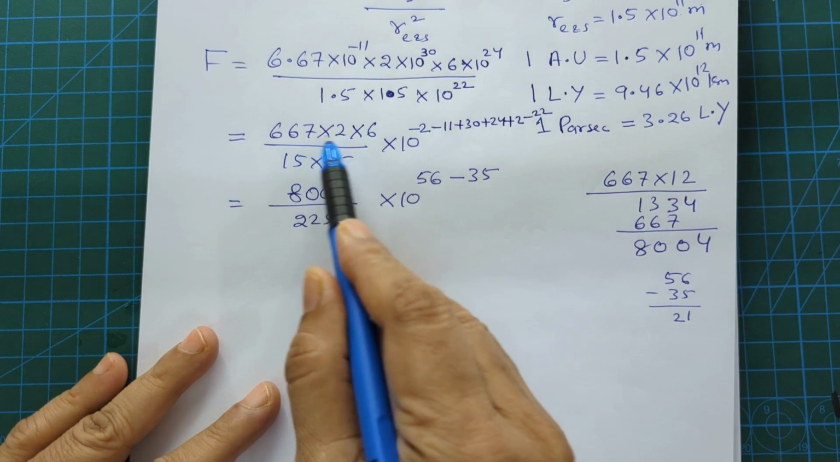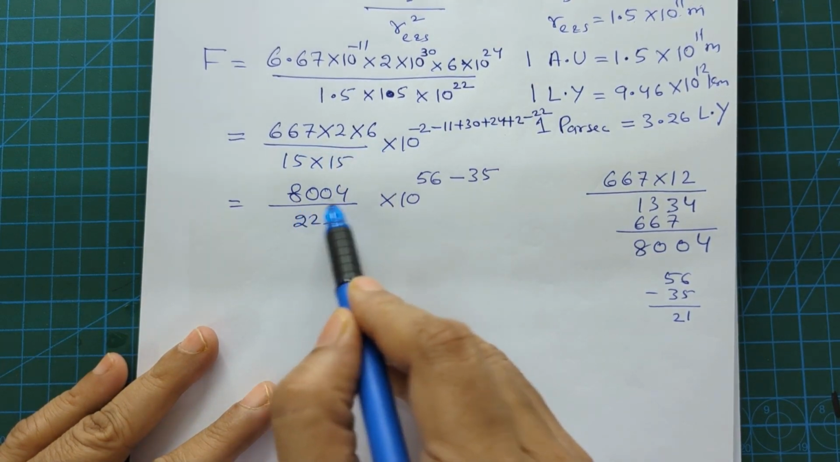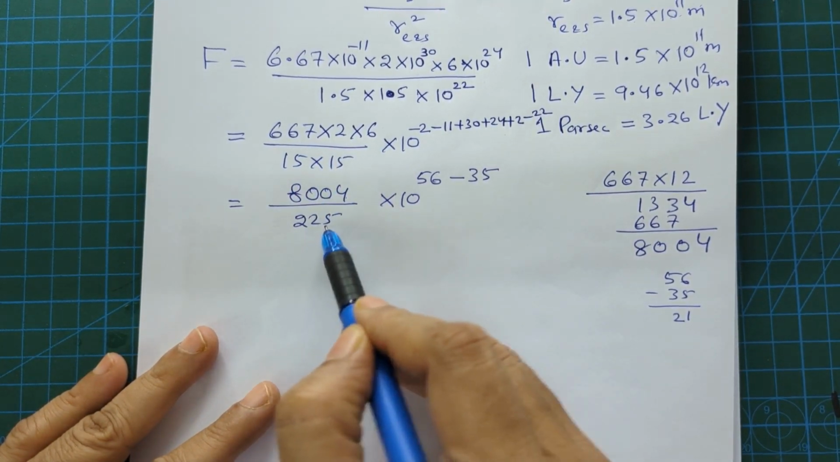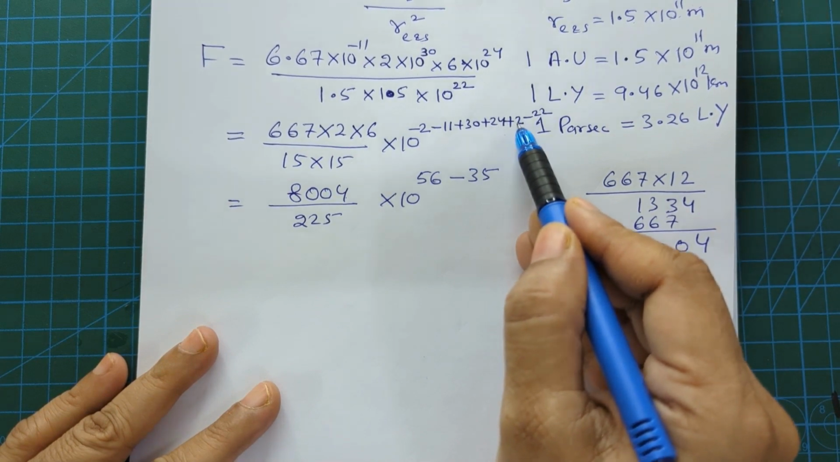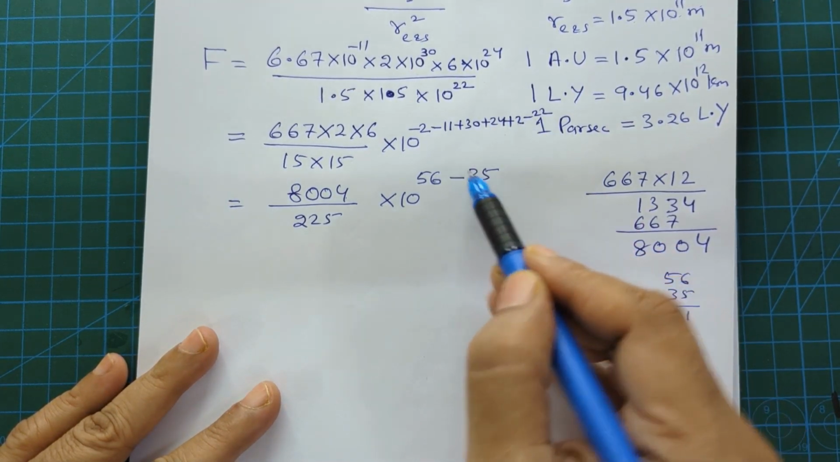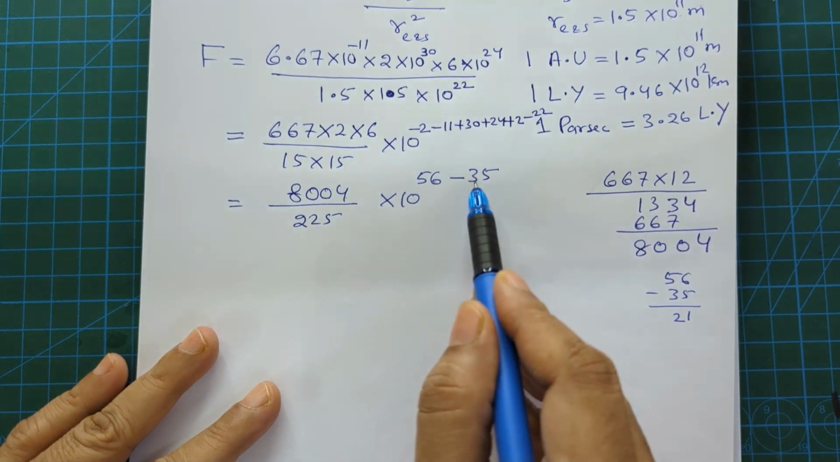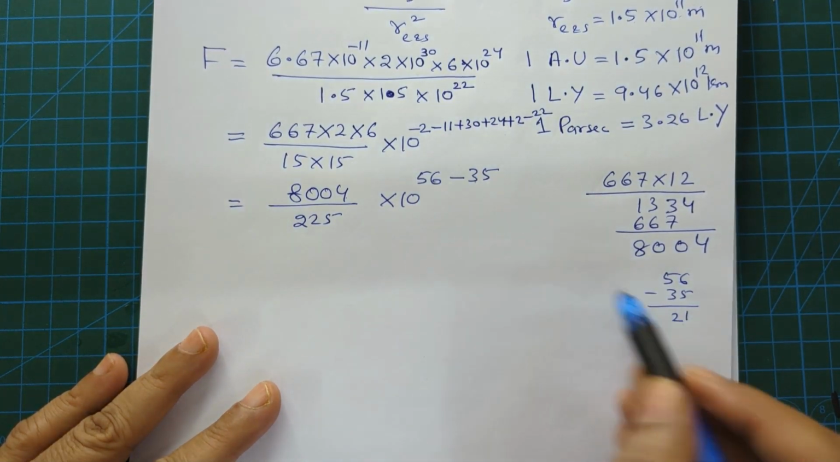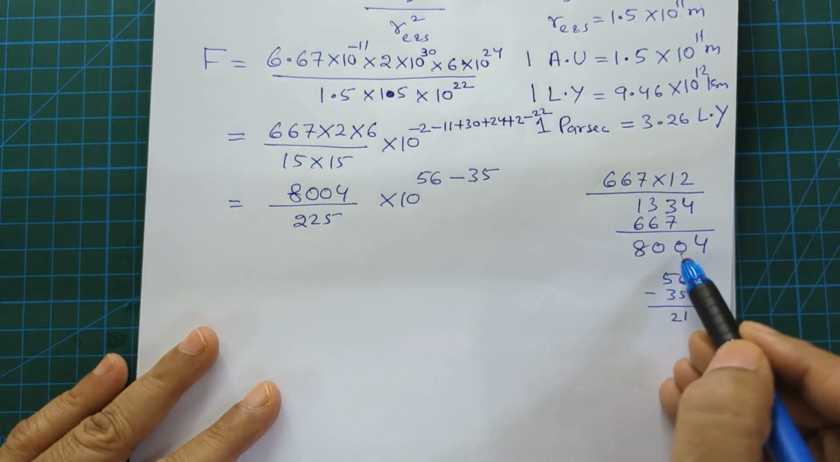So 667 times 12 is 8004. 15 square is 225. 30 plus 24 plus 2 is 56. Minus 2 minus 11 minus 22 is minus 35. 56 minus 35 is 21. And here where I multiply numerator.